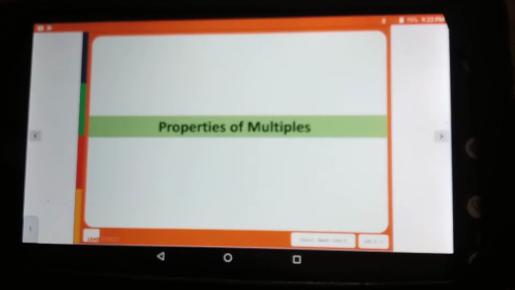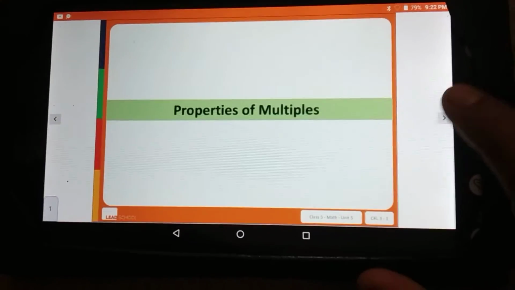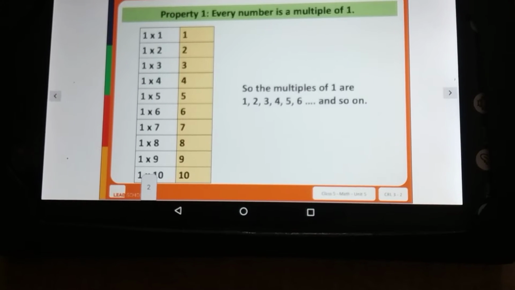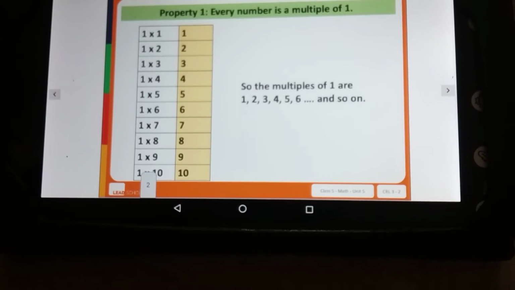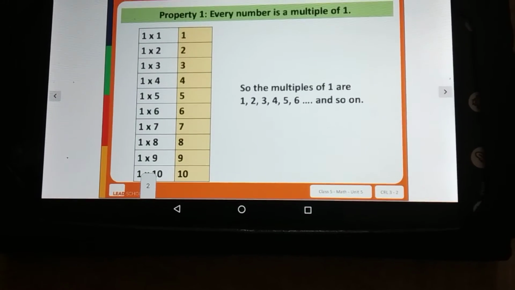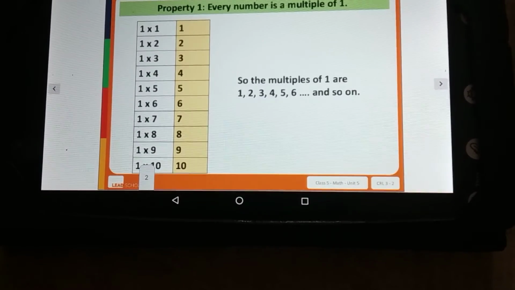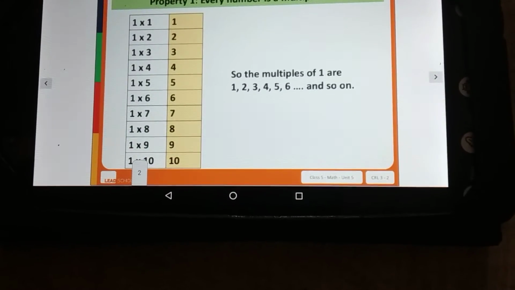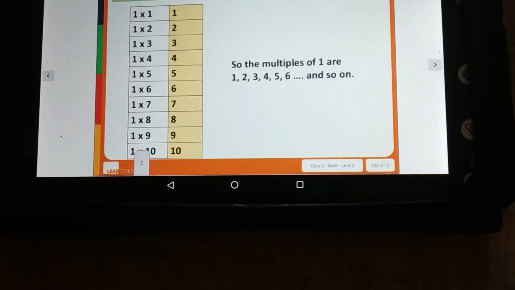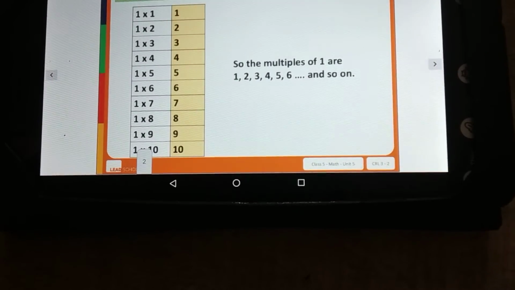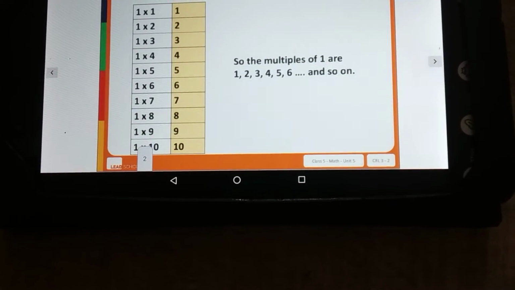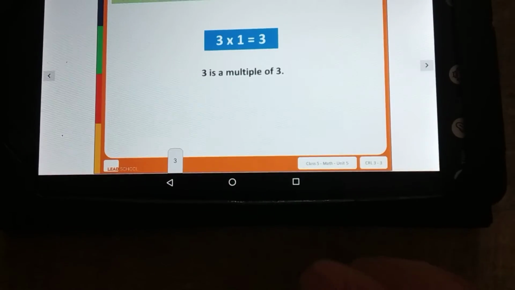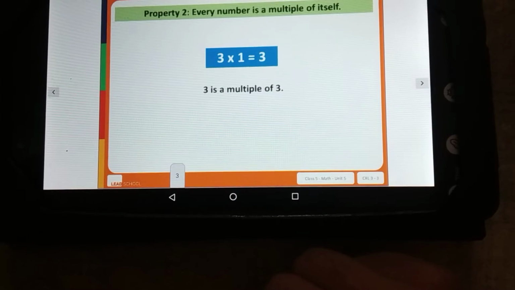Okay, students, now we'll learn about properties of multiples. Property 1: every number is a multiple of 1. सभी नंबर वो 1 की मल्टीपल्स हैं. For example, 1 1s are 1, 1 2s are 2, 1 3s are 3, 1 4s are 4, 1 5s are 5, 1 6s are 6, 1 7s are 7, 1 8s are 8, 1 9s are 9, 1 10s are 10. So the multiples of 1 are 1, 2, 3, 4, 5, 6 and so on.